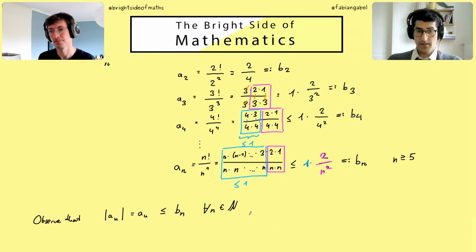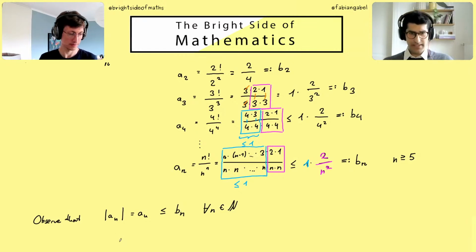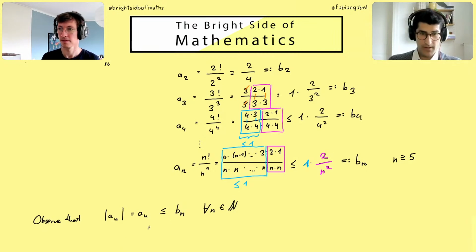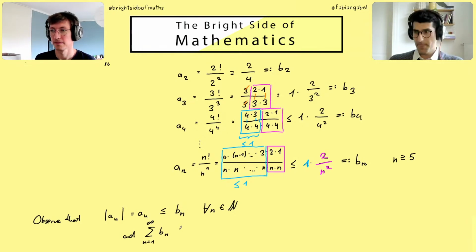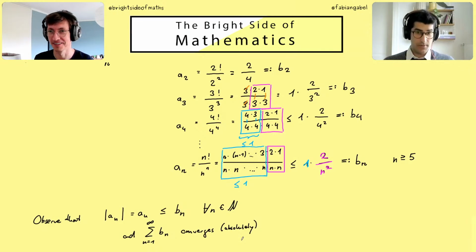For all indices. Yeah, that's very nice. And a further observation, which we should recall from earlier sessions in real analysis, is that the series over all Bn, when n goes from 1 to infinity, converges. So it also converges absolutely. That's what we need for the comparison test. Yes, you chose a correct sequence Bn, and you named it already.